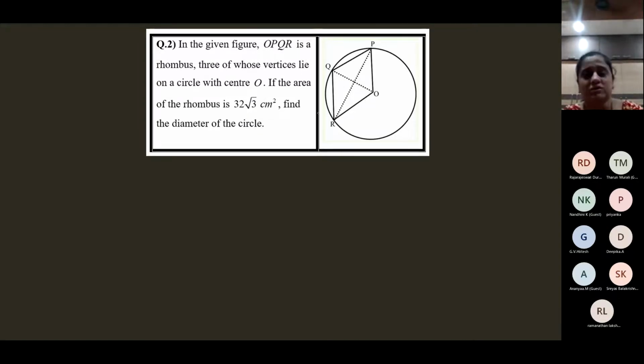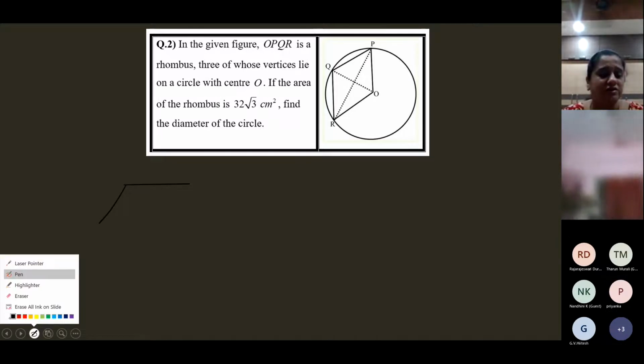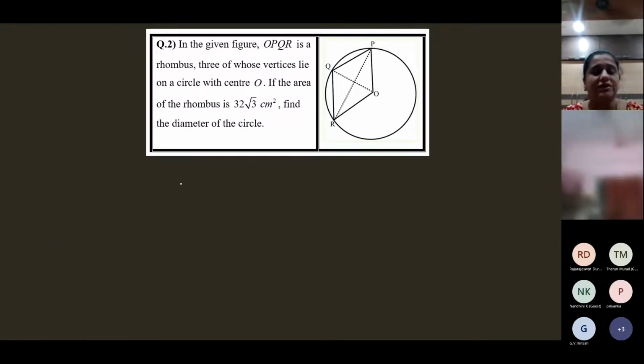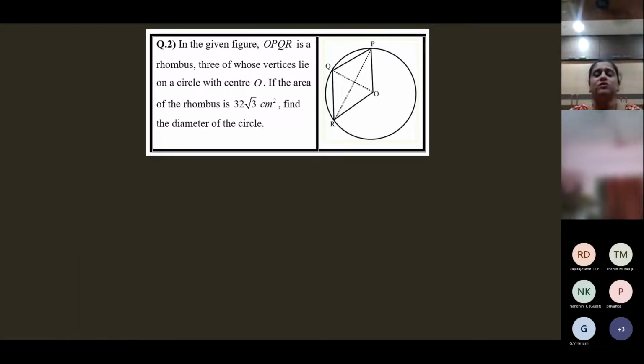So we'll understand what the rhombus is actually made of. Now we know that every quadrilateral is made up of 2 triangles, along any one diagonal. So if you take this rhombus, along any one diagonal, you can see 2 triangles. Or if you take this other diagonal, you can see 2 triangles. Okay. So now, look at this figure.